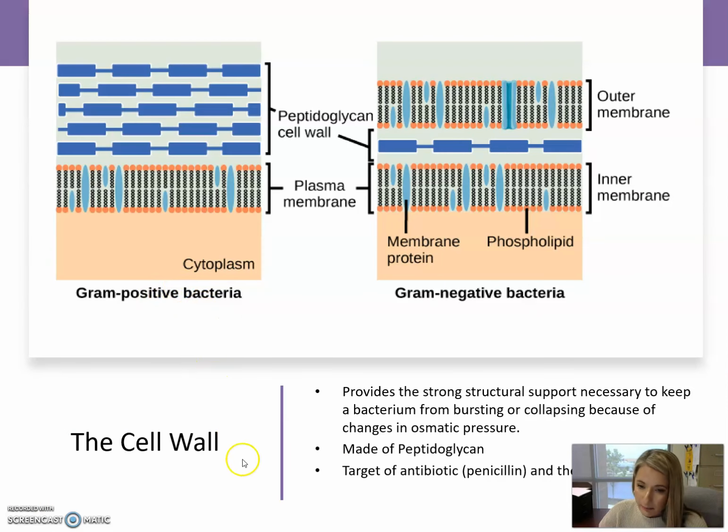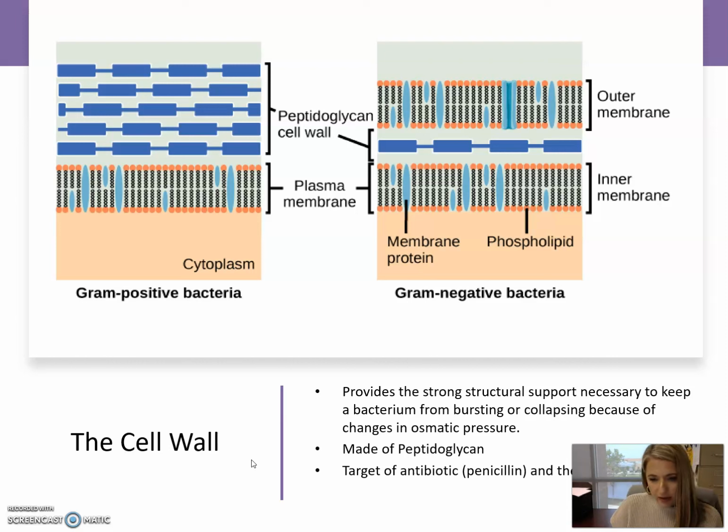So the cell wall. The cell wall is present for both gram-positive and gram-negative bacteria. But keep in mind, gram-positive bacteria would have a much thicker cell wall than gram-negative bacteria. So collectively, the cell wall, its primary structure or primary function is to maintain cell shape and support. So it kind of maintains that rigidity, that structure, support.